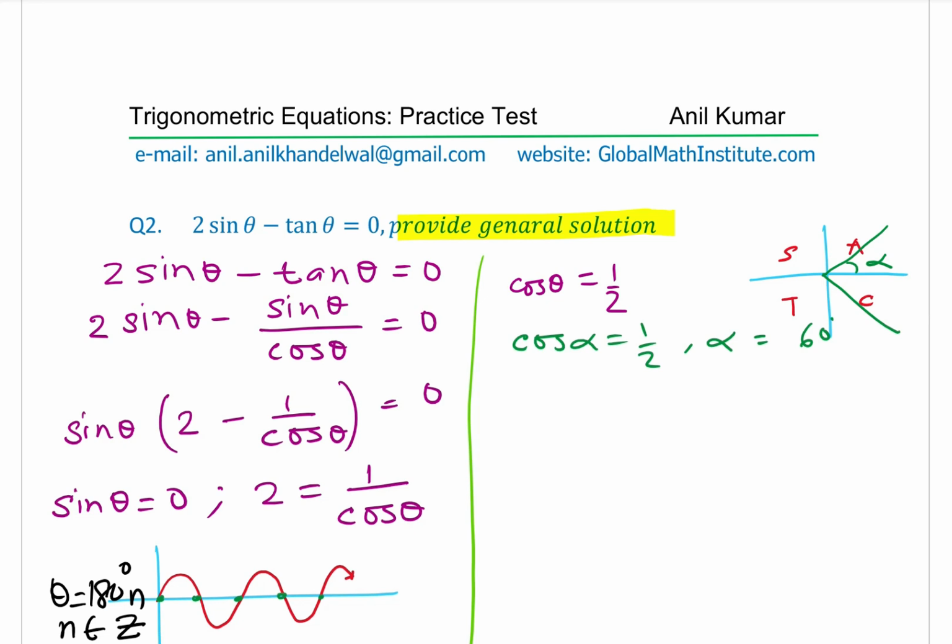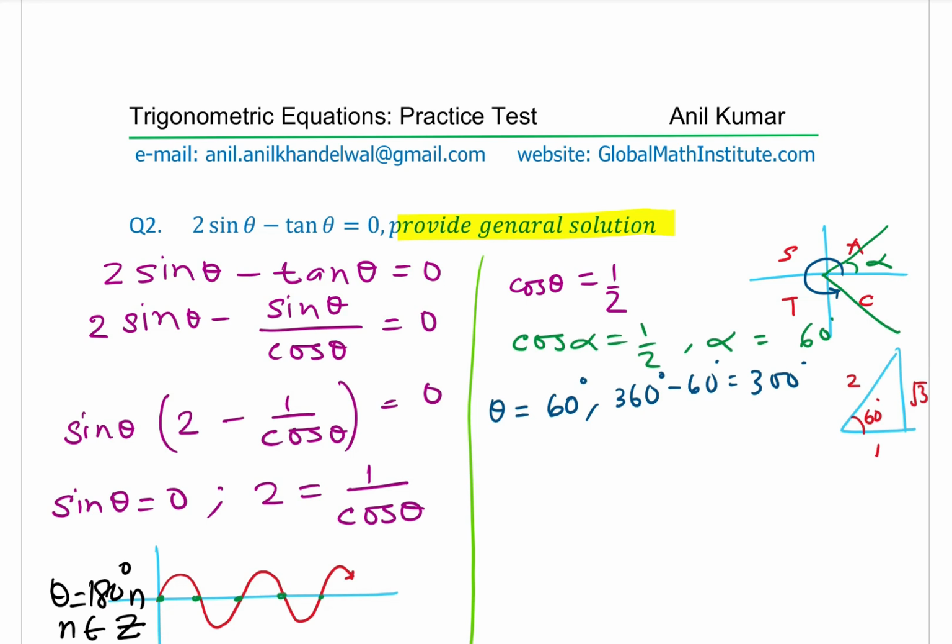You know this special triangle? You can always use this special triangle in such cases. 30, 60, 90, where the angle 60 degrees will give 1 over 2 as the cosine value. So we know this angle alpha is 60 degrees. The other angle is how much? 360 minus 60, correct? So we get the value of theta as 60 degrees and 360 degrees minus 60 degrees, which is 300 degrees. So we have these two solutions.